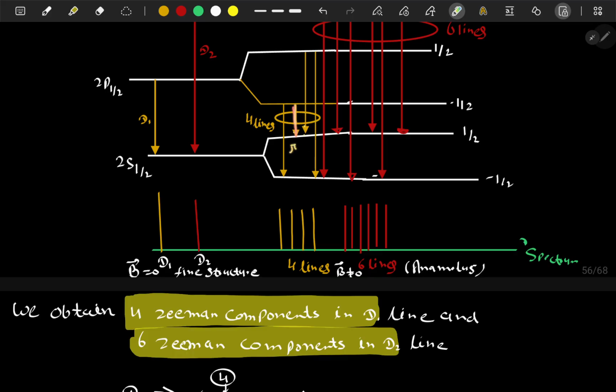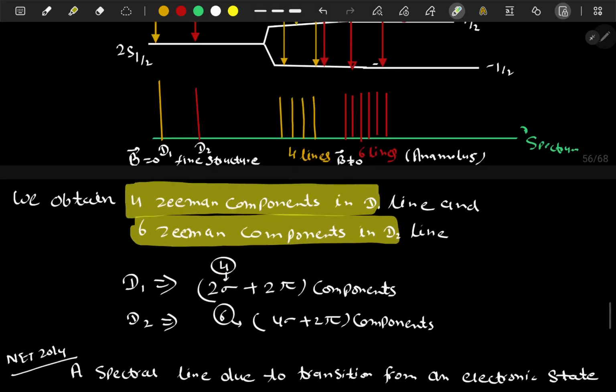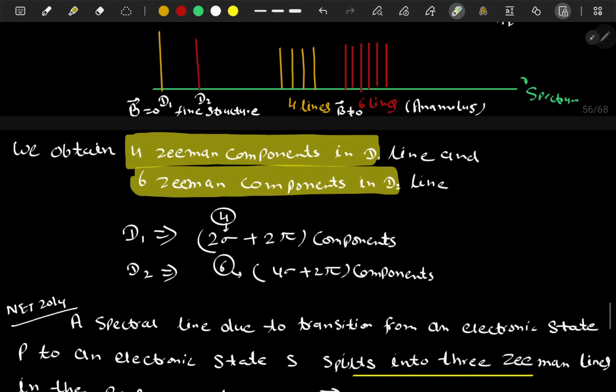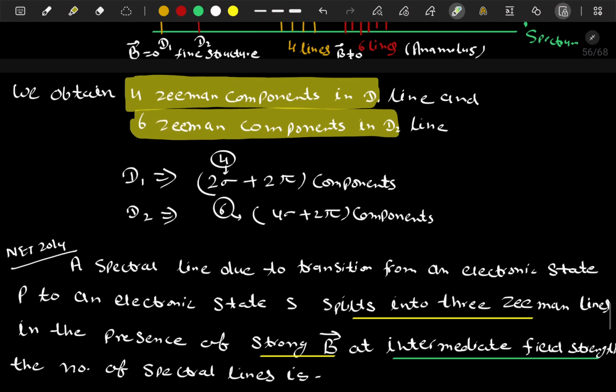Now let's check this. 1 by 2 minus 1 by 2. From here to here, 1 by 2 minus plus, so this will be plus 1. Okay, so this is sigma. Now this line. 1 by 2 minus 1, this is 0, this is pi. So sigma, pi, sigma, pi, and the last one is minus 1 by 2 minus 1 by 2, 0. So it is again pi. Thus you can calculate that 0 is the central line, which is the pi component, and the rest are sigma.